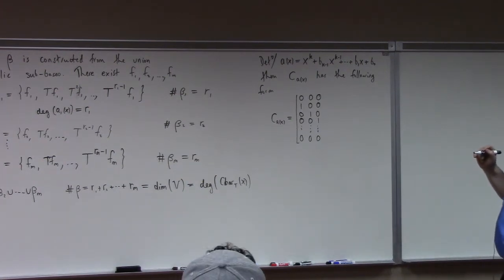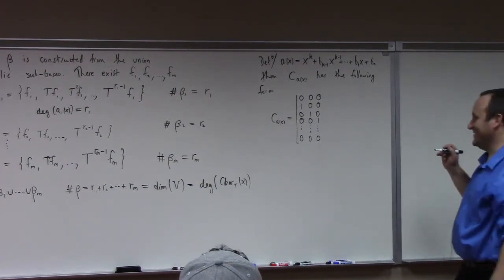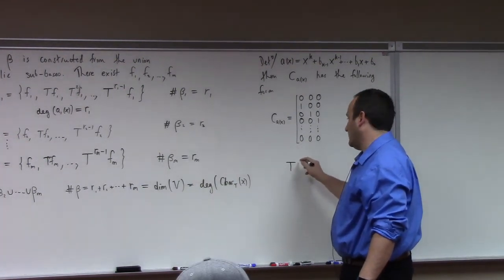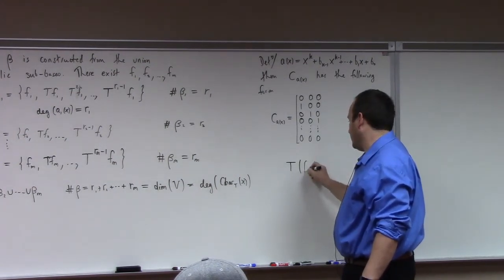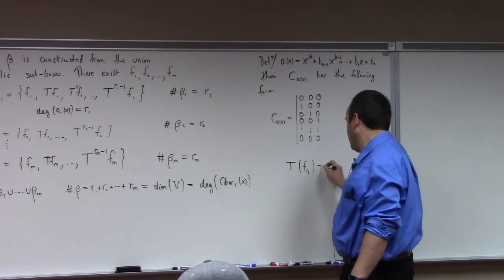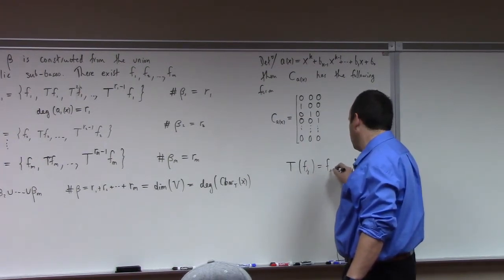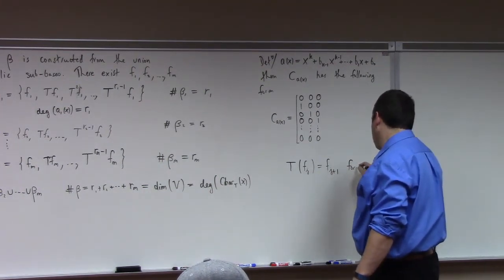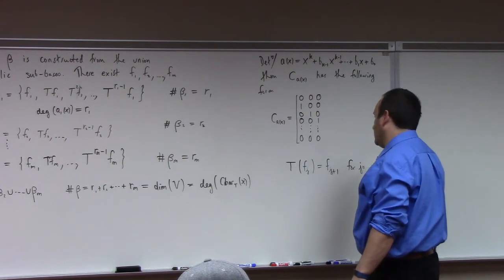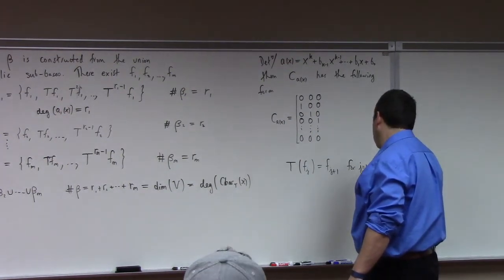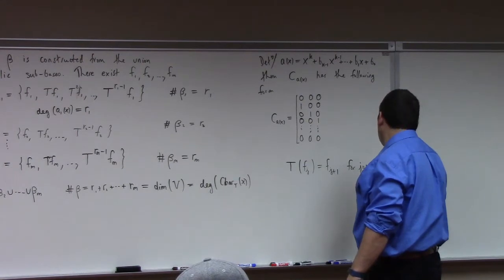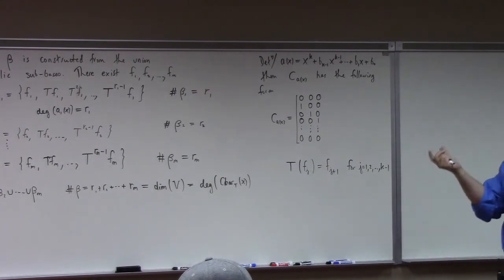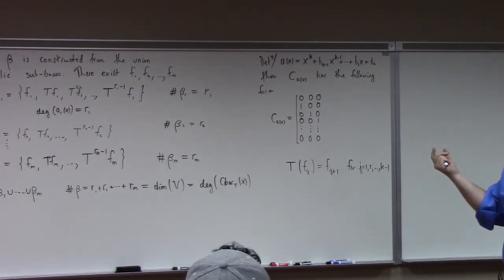So, I mean, this is basically just this observation, right, guys? Here's why we're interested in this: T of Fj is equal to F_{j+1} for j equals 1, 2, all the way out until we get to k minus 1. I'm sorry, I'm digressing from my definition momentarily, just to try to connect with the basis.